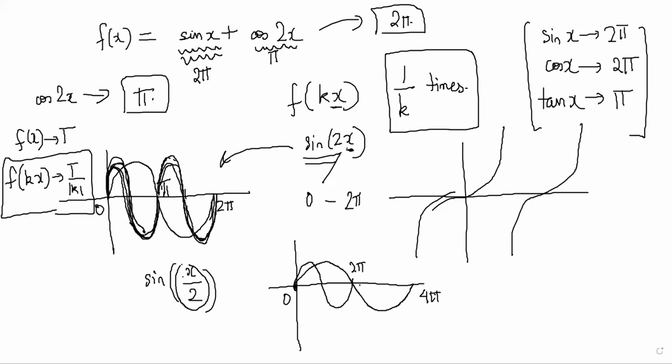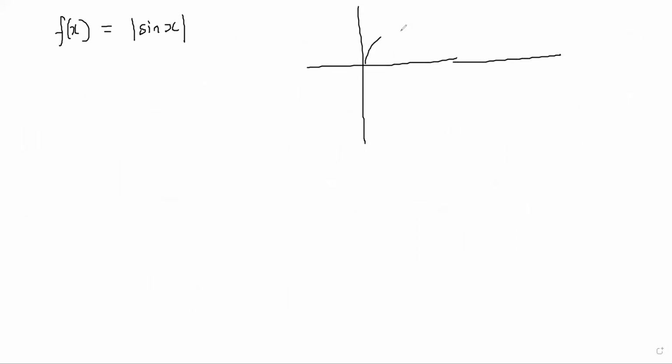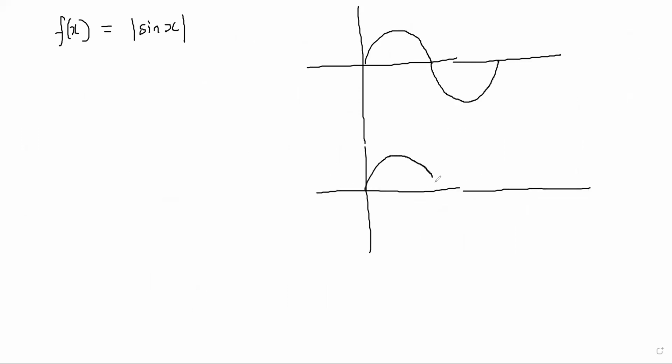For example, if you take the function f(x) = |sin x|, what is the period of this function? Look at the graph of the function to understand. The sin x graph would be like this, but the |sin x| graph would be just the negative part reflected. So clearly it is repeating after pi, right? So the period of |sin x| is pi.